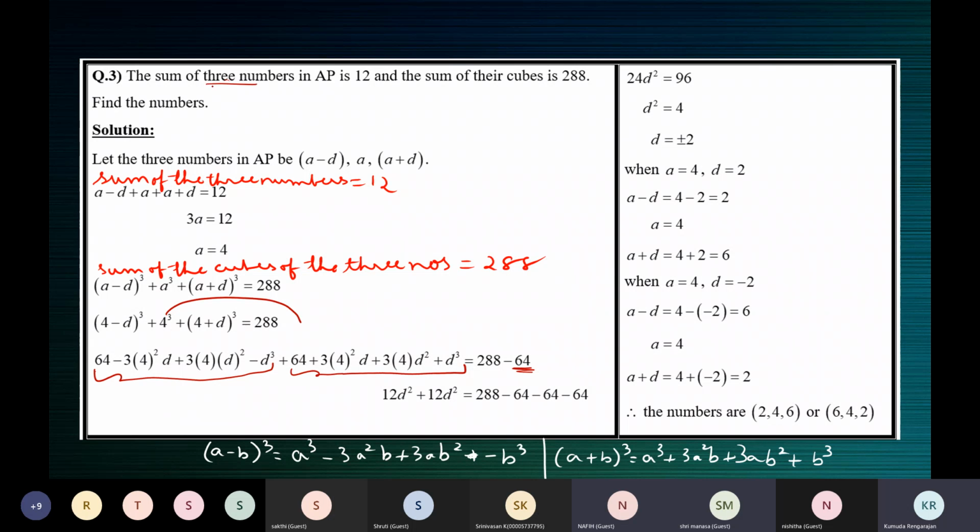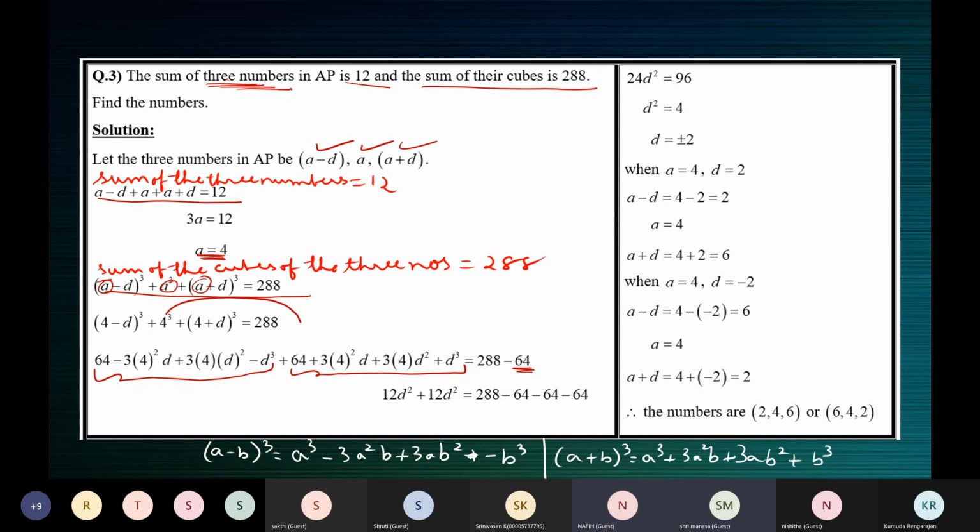Yes, ma'am. So it's about three numbers: A minus D, A and A plus D. Sum is 12. So from that, we get A is 4. Next is to find the value of D. There's another piece of information: the sum of their cubes is 288. But here we know that A is 4, so A can be replaced with 4. Or you can expand and simplify, and finally in place of A you can use 4.